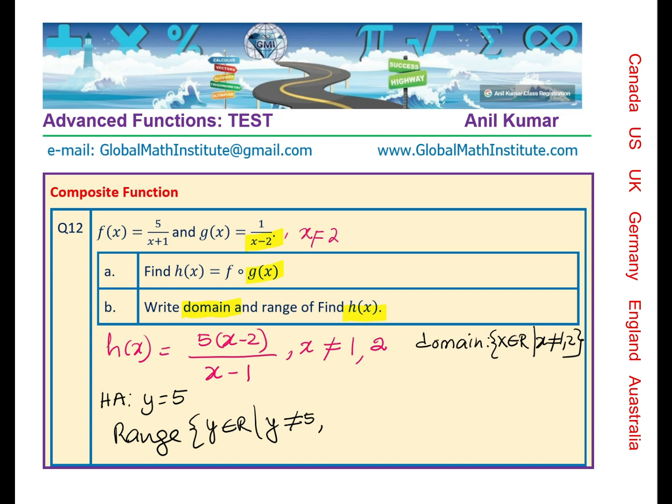But see, we also understand that x is not equal to 2. Now, if x was 2, then what value could we get? Substituting 2, we would have got 0. So that means 0 is also not in the range of this function. You agree? So that is an additional thing which we have to carefully look into.